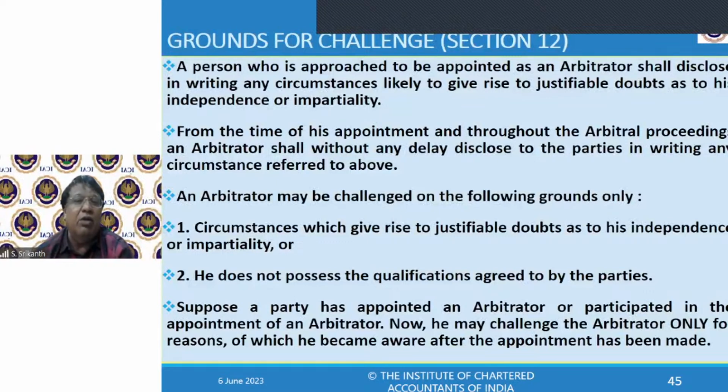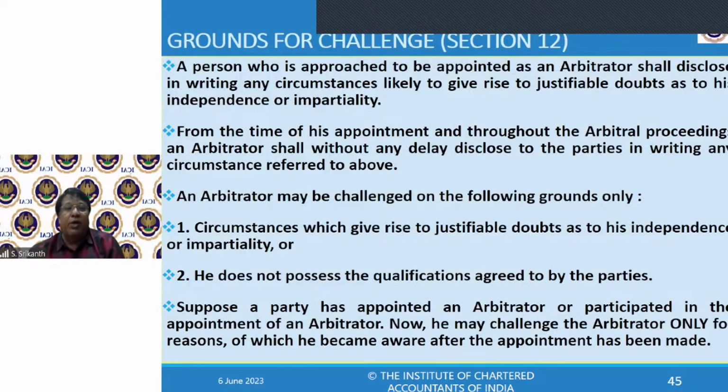From the time of his appointment and throughout the arbitral proceedings, the arbitrator shall without any delay disclose to the parties in writing any circumstance referred to. The arbitrator may be challenged on the following grounds only. Circumstances which give rise to justifiable doubts as to his independence or impartiality. You have to give the challenge immediately. You can't keep quiet and then challenge later. Maybe you didn't come to know about it. That will come to point later. See, at the time when his name was proposed, you didn't know that there were justifiable doubts. No problem. When you come to know, you have to take it up. Immediately you have to come. You can't keep quiet and say later on I will do it. Okay?